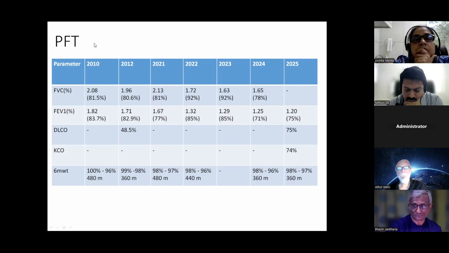And your DLCO is probably wrong, I think. 75% can't be. There must be an error there. 48 has gone up to 75. You need to repeat it, I think, in 2025. Where's the FEC with that? How has the DLCO gone up? That's a little odd. I think she didn't put the FEC value. I'll check.